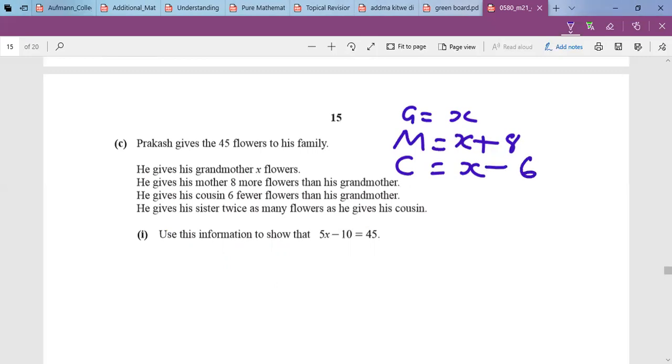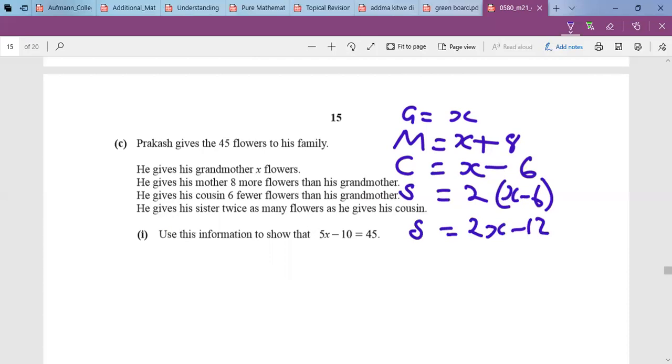Then he gives his sister, so the sister gets twice as many flowers as he gives his cousin. So the cousin gets x minus 6, meaning that the sister gets 2x minus 12. All right? Now, use this information to show that 5x minus 10 is equal to 45.